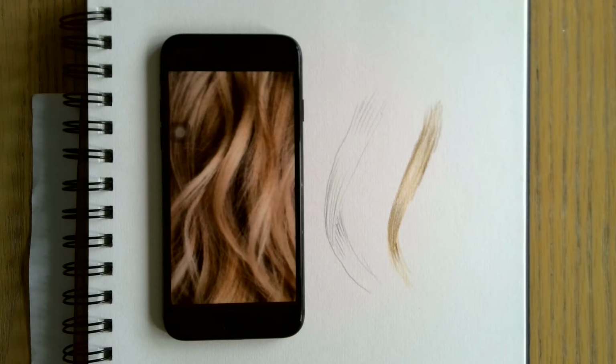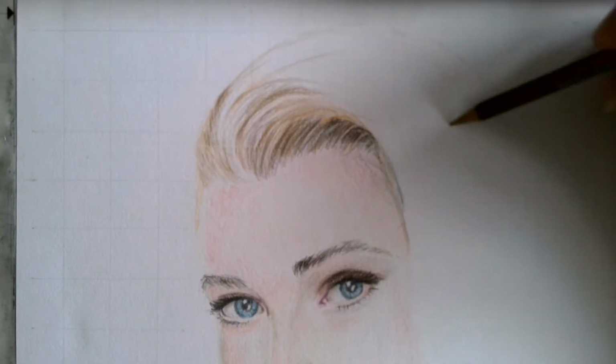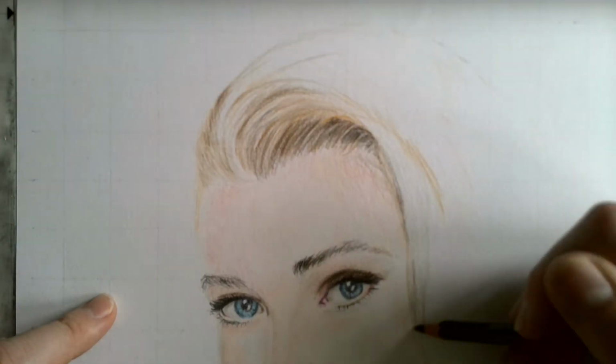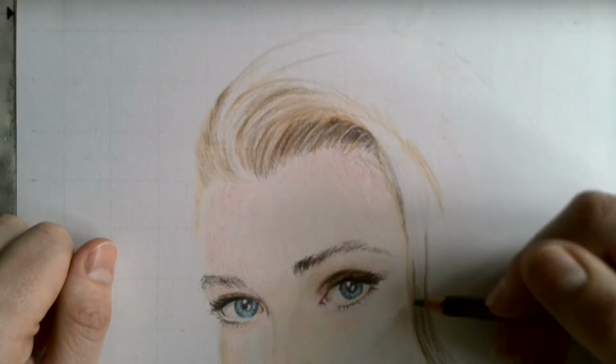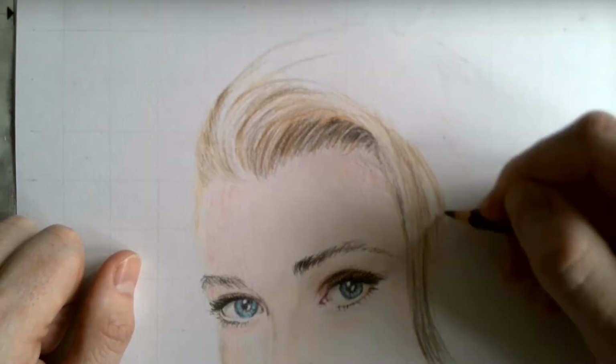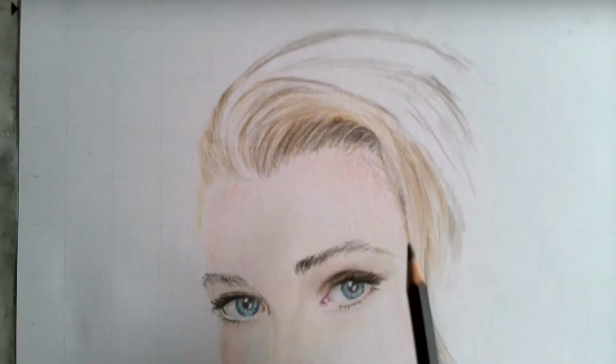So let's have another look at a time lapse. As you can see, much like the example I showed before, I'm sketching out the general shapes that make up the appearance of the hair. Some of those are similar to the one I showed, some of them are more complicated.